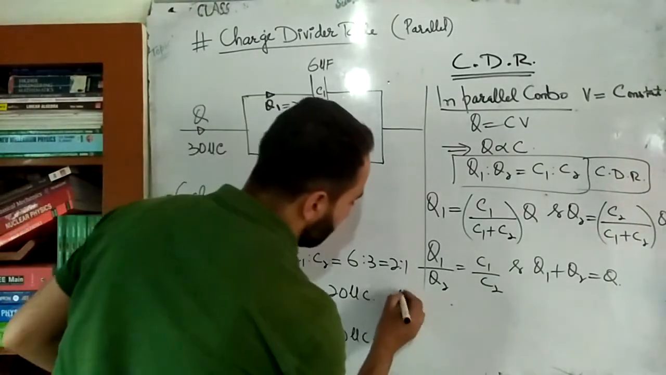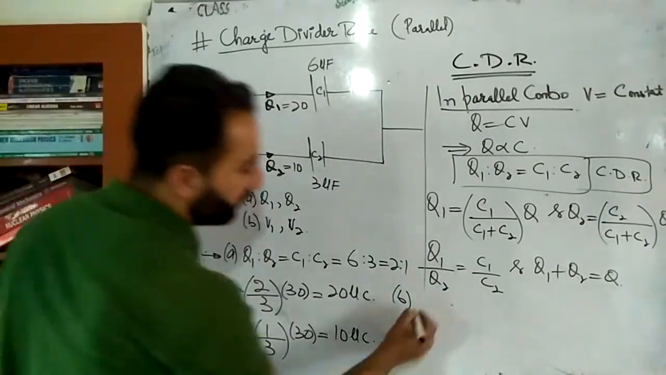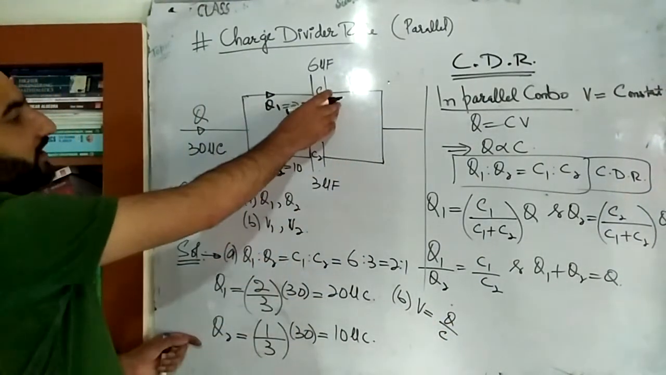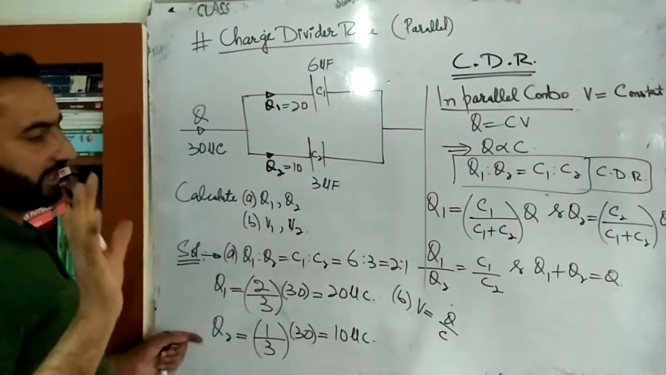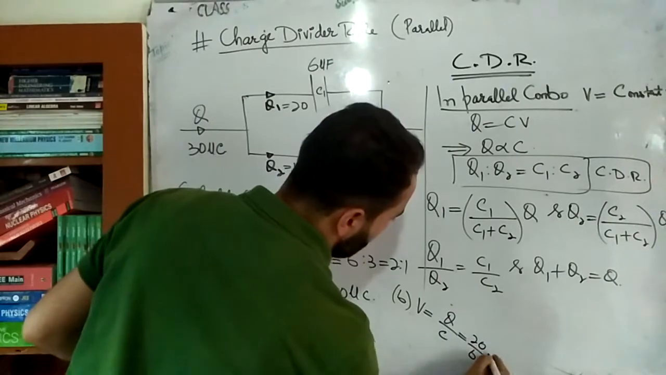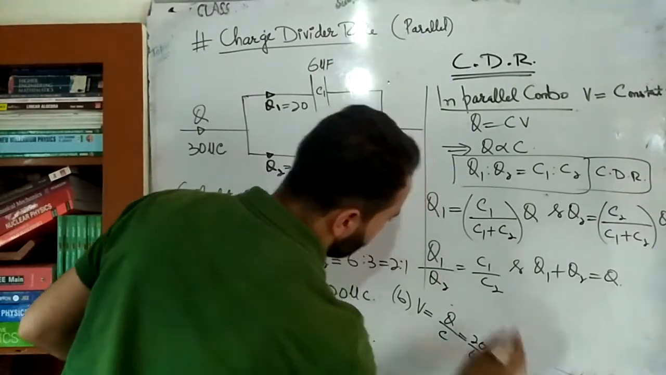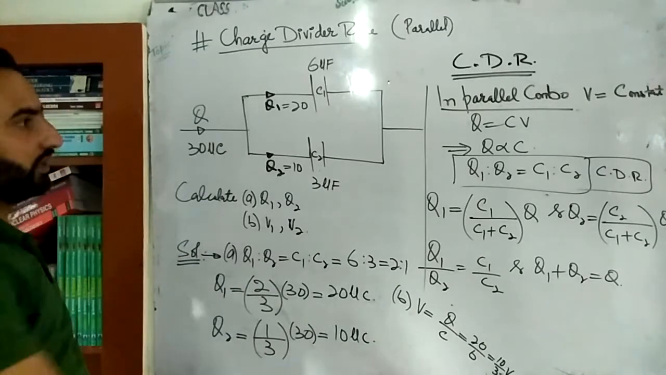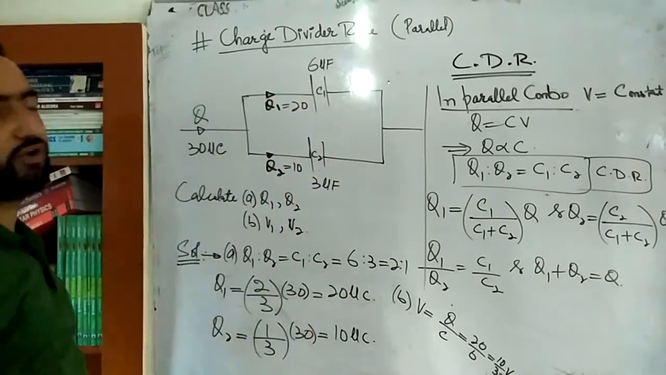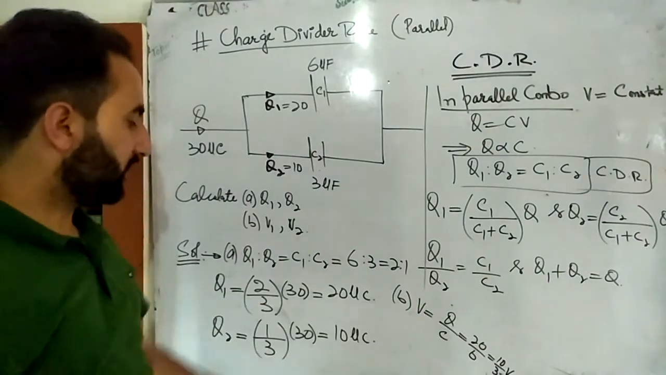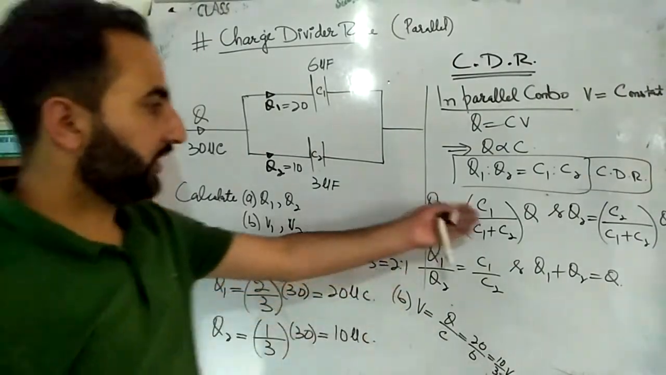Now for part B, you want to calculate the potential difference. Potential difference will be V is equal to Q divided by C. You can calculate Q by C for this or for that, it will be exactly the same. So Q by C is 20 by 6, which is equal to 10 by 3 volt. That's the answer. The potential difference across these must be the same because they are connected in parallel.